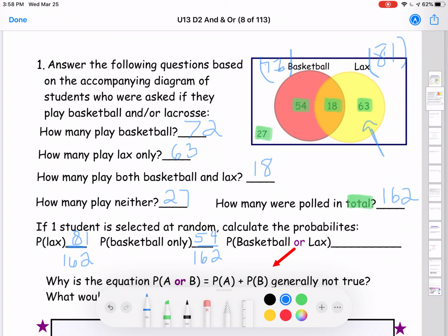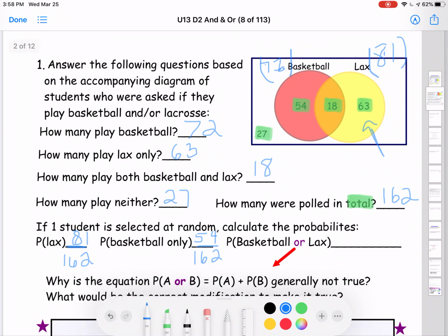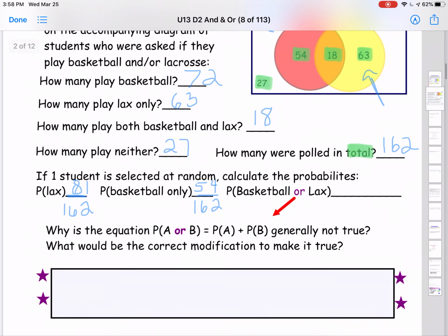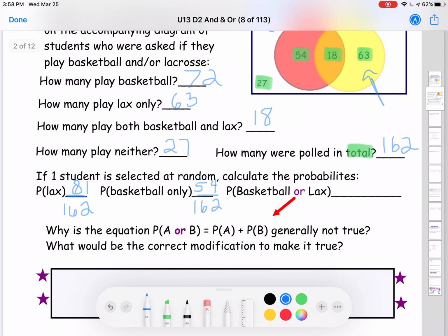And now, probability of basketball or lacrosse. This is where we have to be careful. Let's look down at this little box. It says, why is the equation probability of A or B equals the probability of A plus the probability of B not true? And how could we modify it to make it true?